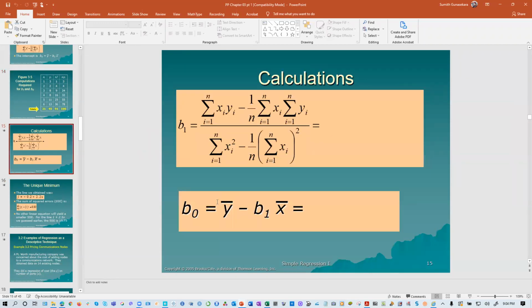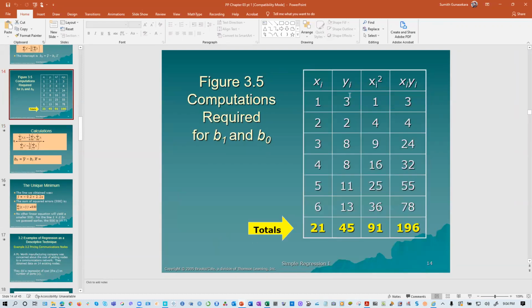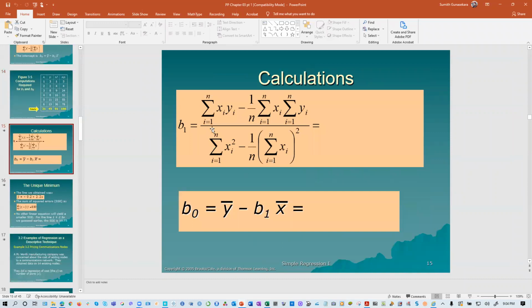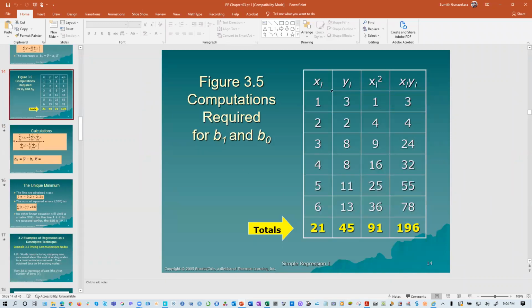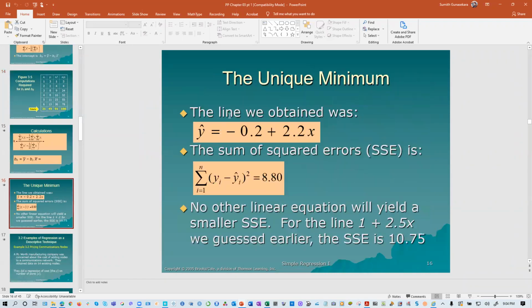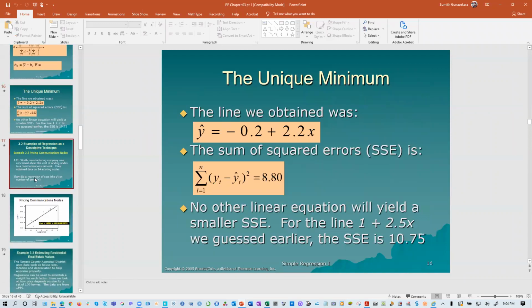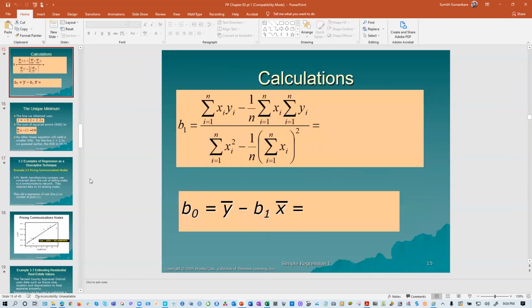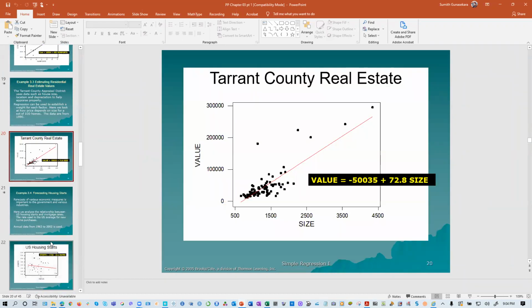And later on, you need the Y bar. Y bar you can easily calculate: the summation of Y divided by the number of observations, 1, 2, 3, 4, 5, 6, so 45 divided by 6 is Y bar. B1 is already calculated, and X bar would be the summation 21 divided by 6. So that's what they plug into this formula and got 0.2 and 2.2. We don't do it by hand. People used to do it by hand; those things we learned over there. Then we fit into our model based on those two formulas.